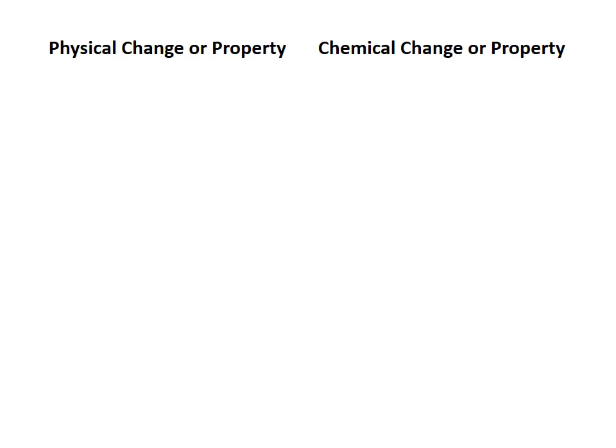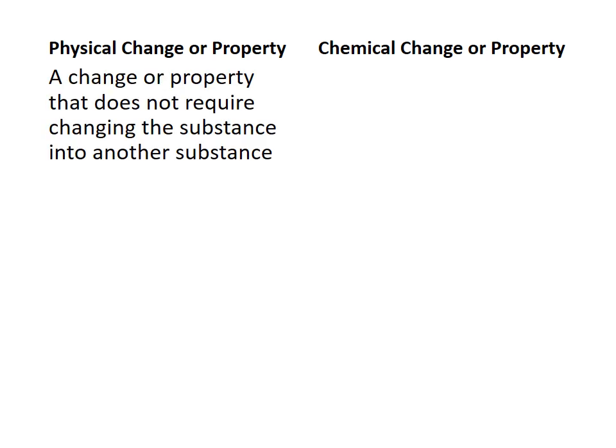This video is going to review physical versus chemical changes or properties. To start with, a physical change or property does not require changing the substance into another substance. Whenever you have a physical property or a physical change, the atomic nature or the molecular nature of your substance is exactly the same before and after. Examples of this include freezing or melting points or other thermal transitions, evaporation, condensation, sublimation, and deposition.